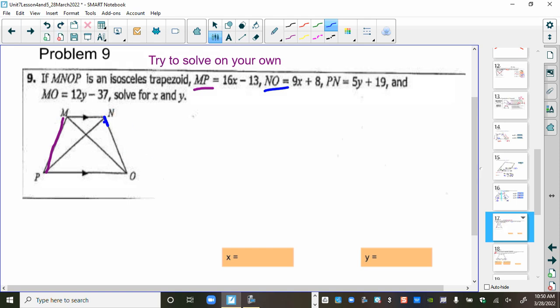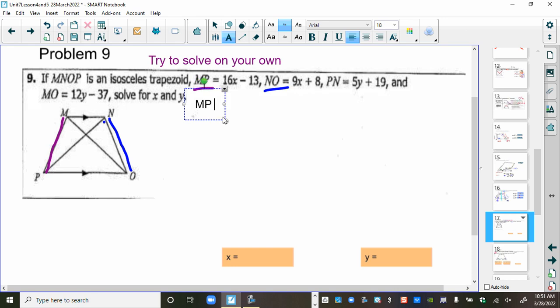Well, what do we know about, if I could ever draw it right? Nope, strike two. What do we know about the lengths of MP and NO? What do we know about them? They're congruent. So MP will equal NO. So basically, you're going to have 16x minus 13 equals 9x plus 8.